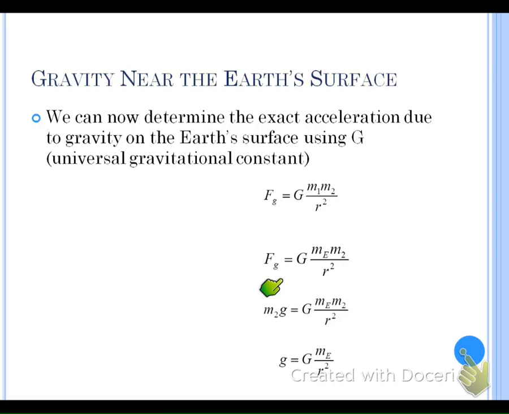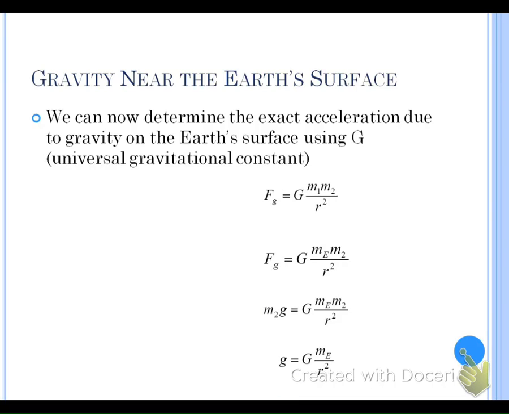You don't need all these equations here. I'm going to show you how we get to this final equation, which is little g equals big G times mass of the Earth over r squared. This equation you use to solve for the acceleration due to gravity, which on the Earth's surface is 9.8.